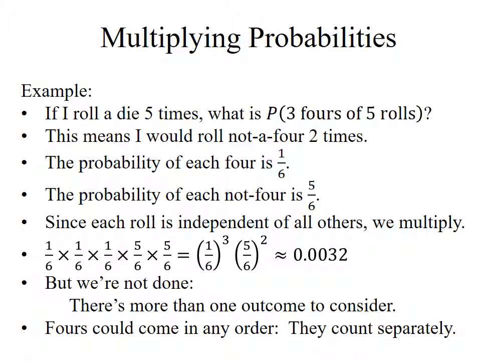That's pretty unlikely. That's less than 1%. But that's not the answer, because we're not done here. There's more than one outcome to consider for this event. There's more than one way this can happen. These 4s could come in any order, and they all could happen. We've got to count them up separately. You could get the 4s first, and then 2 other things, or the 4s could come last. We need to figure out how many different ways you can arrange 3 4s and 2 not 4s out of 5 rolls. So how many ways can we do that?